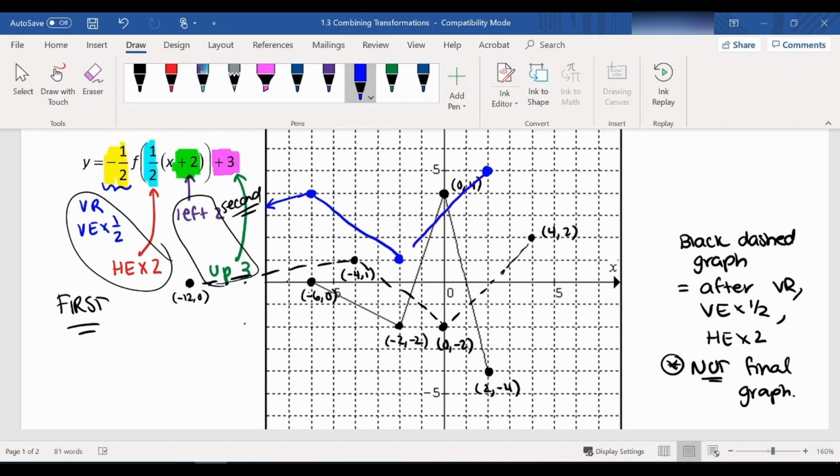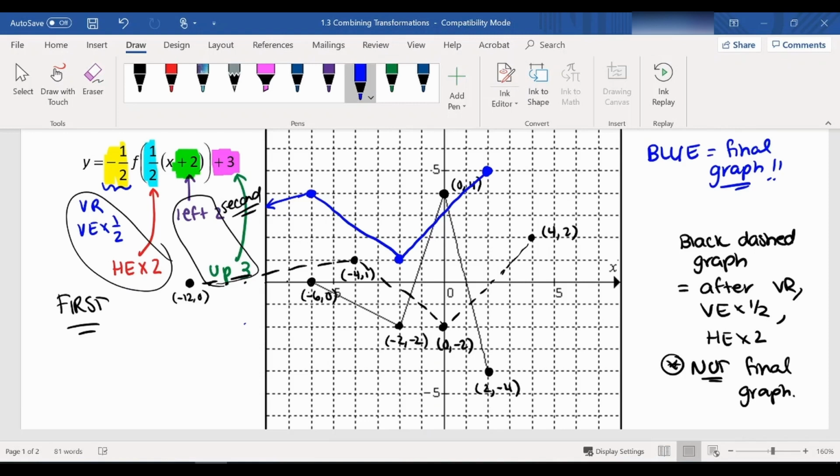And I'm going to connect my dots. Okay, so the blue one is my final graph. All I've done is take that dashed line and move that one. The dashed line has all these different expansions, compressions, and flips going on, but my blue line is simply a movement of the dashed line.